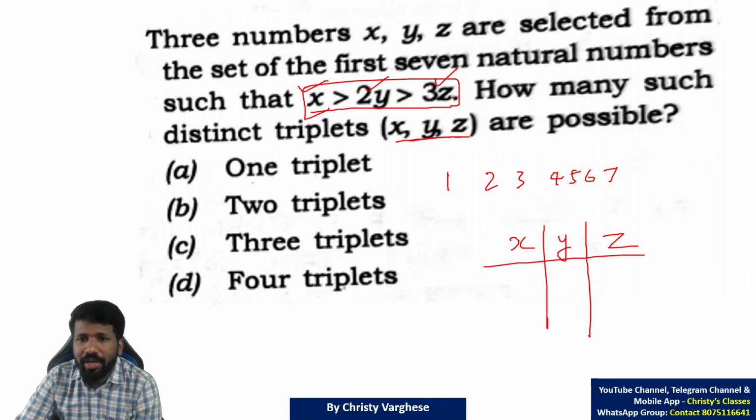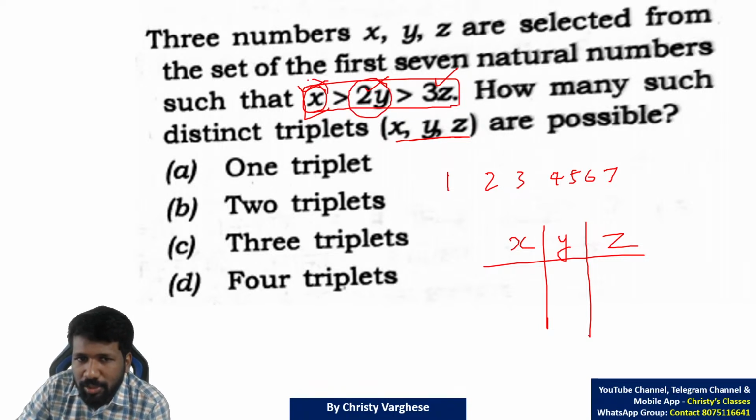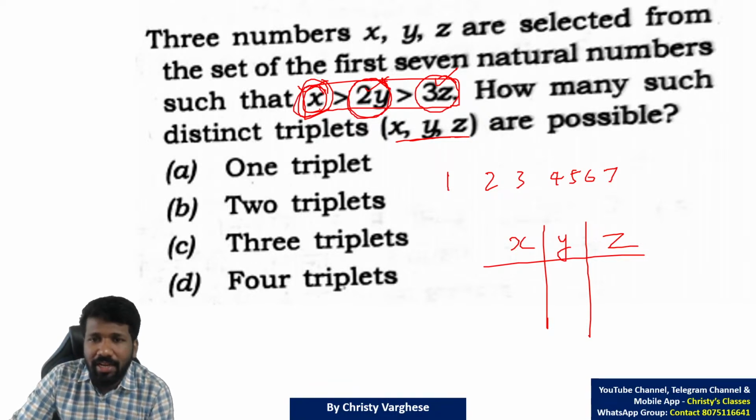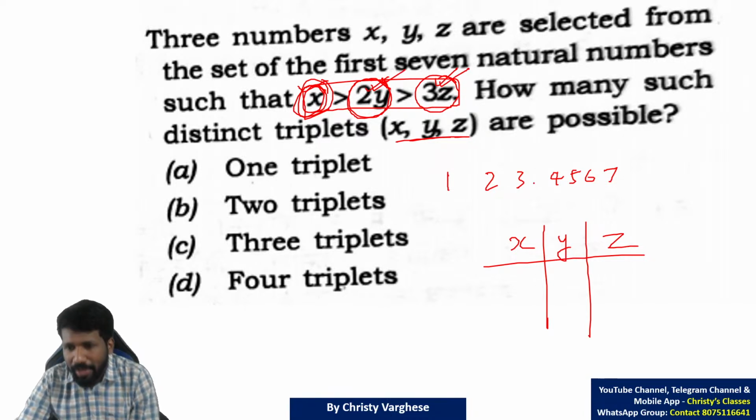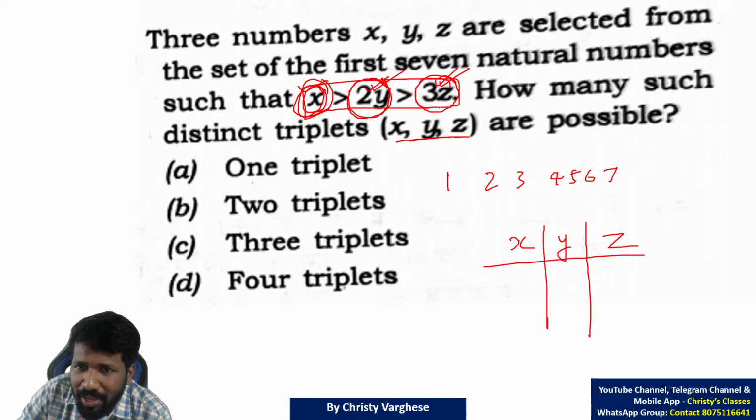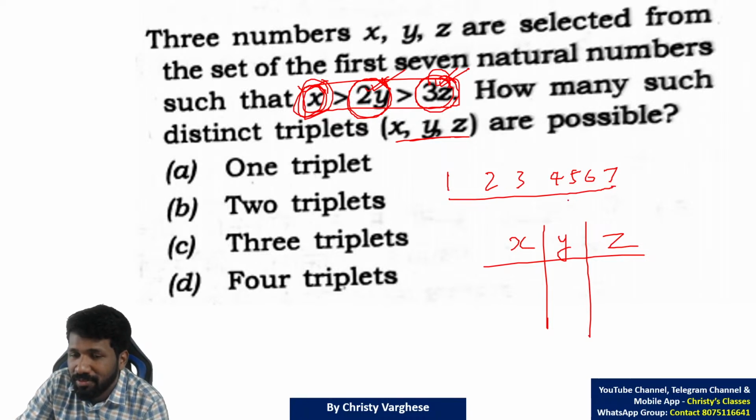X greater than 2y greater than 3z means what? X value should be greater than double the y value. Also, double the y value should be greater than 3 times the z value, and x should be greater than both 2 times y and 3 times z. So z value should be very small, because 3 times the value should be below 7 itself.